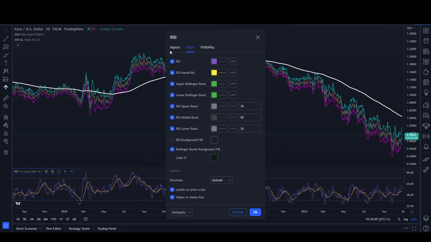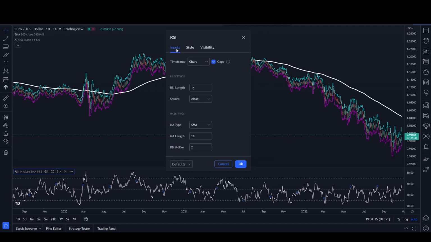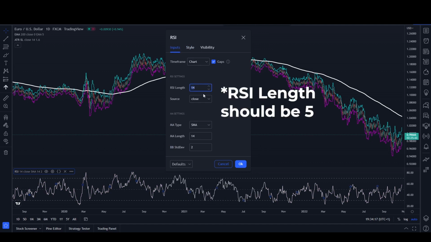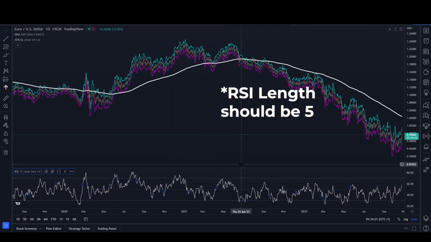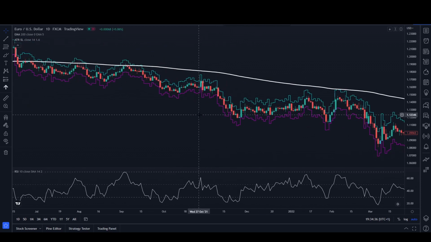Then it's up to you, but we're going to remove the fill and the RSI based moving average and change that to white as well. And then for the inputs, we're going to change the RSI length to 10 and then click OK. And finally, the ATR stop loss, you're going to want to keep the same values, so 14 period and a multiplier of 1.6. So let me show you some examples before I show you.